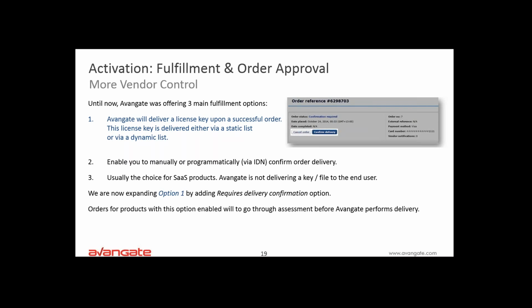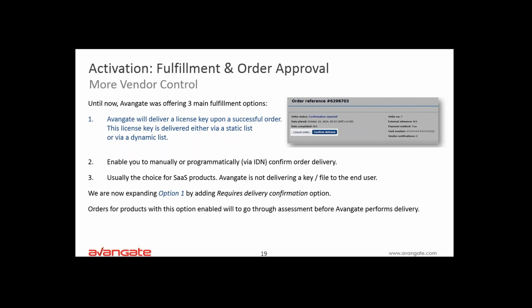So just to stress on this one, you had so far the 3 available options when setting out the fulfillment within Avangate. We've expanded the first option, where we are doing the delivery of the licenses or the activation of a subscription on your behalf. We are adding a more granular setting, which brings the option for you to validate the delivery prior to us doing so. So this is the requires delivery confirmation option.